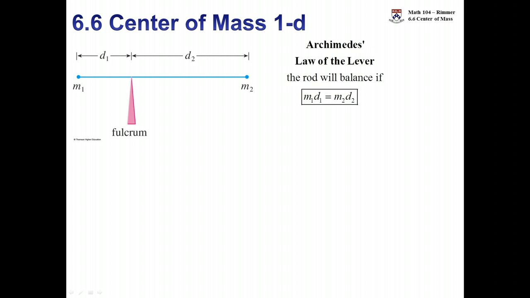Archimedes' law of the lever says the following: the rod will balance when you multiply the mass times the distance and get the same value on the left as on the right.